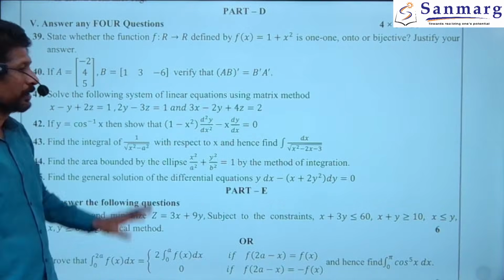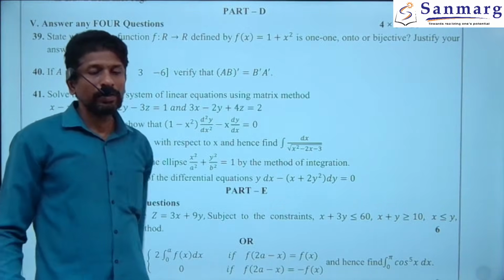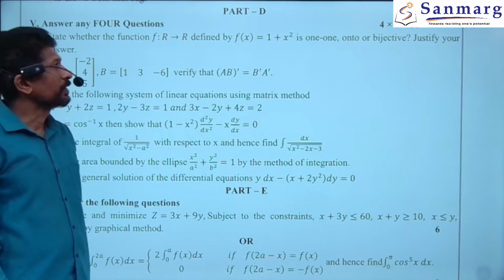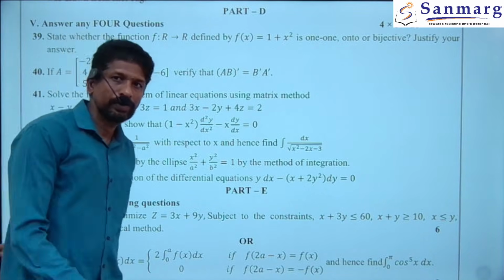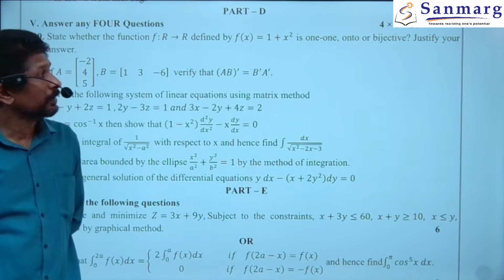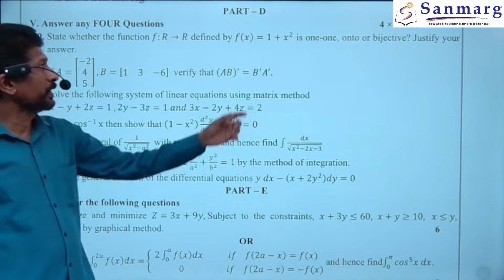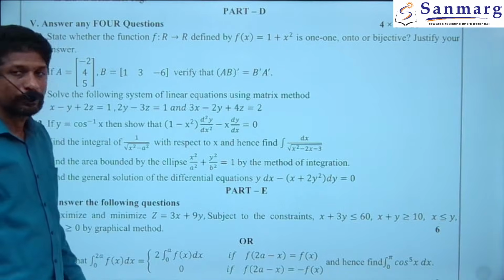Justify your answer. Justify your answer means by that you show whether the function is one-one or onto, or it may be bijective. If it is bijective, then only you can find the inverse of the function itself. So therefore they will give one question on the relation and function.